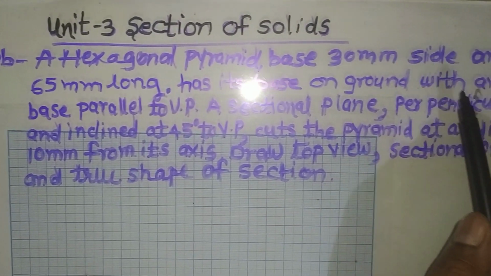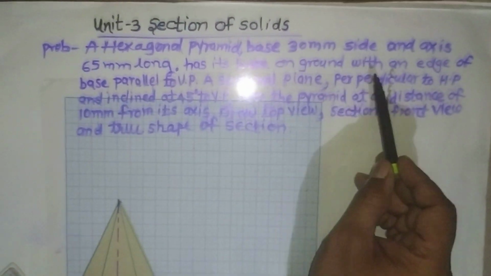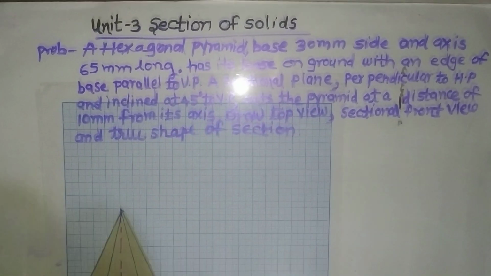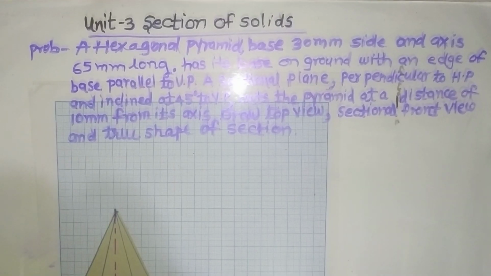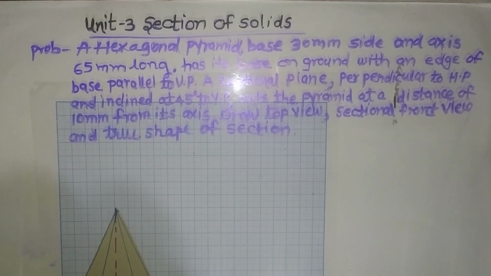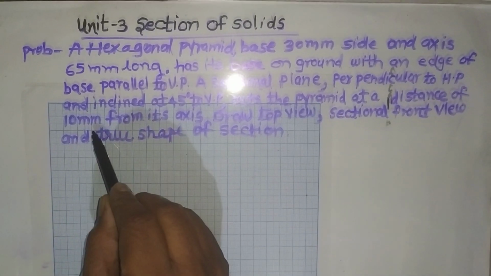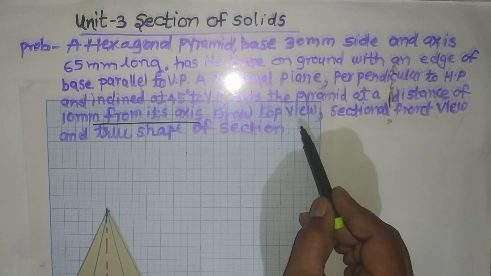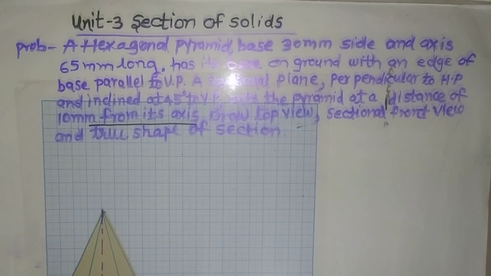Hexagonal pyramid, base 30 mm side and axis 65 mm long, has its base on the ground. Ground means HP. With an edge of the base parallel to VP, a section plane perpendicular to HP and inclined at 45 degrees to VP cuts the pyramid at a distance of 10 mm from its axis. Draw the top view, sectional front view and true shape of section.